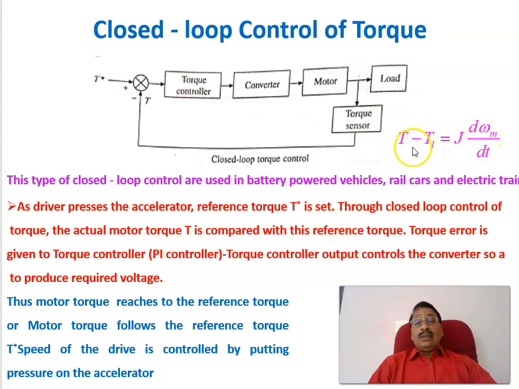In the case of the torque produced by the motor and the load torque, that is related to the dynamic torque J dω/dt. That is, T minus T_L equals J dω/dt. The difference between motor torque and load torque will change the speed, either accelerating or decelerating. So this is the relation connecting the motor torque, load torque, and speed of the motor.